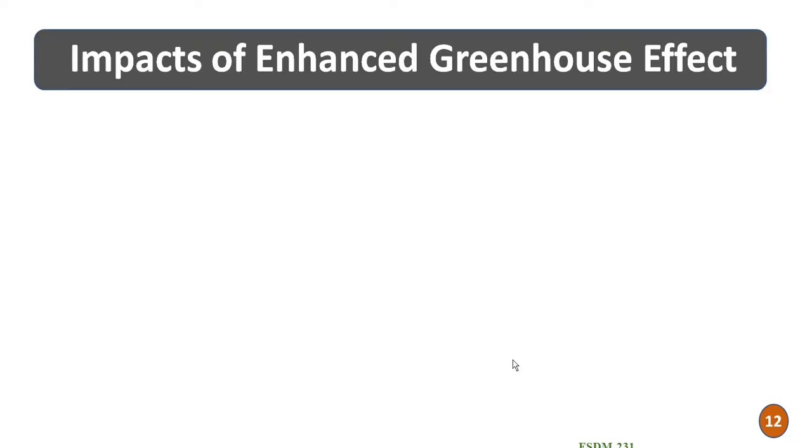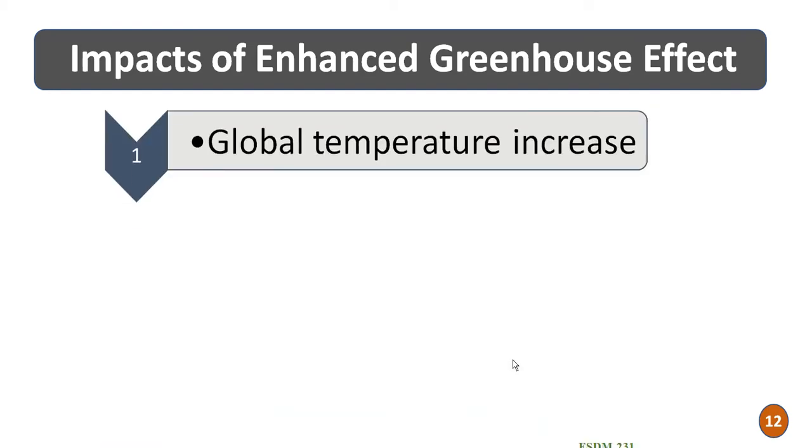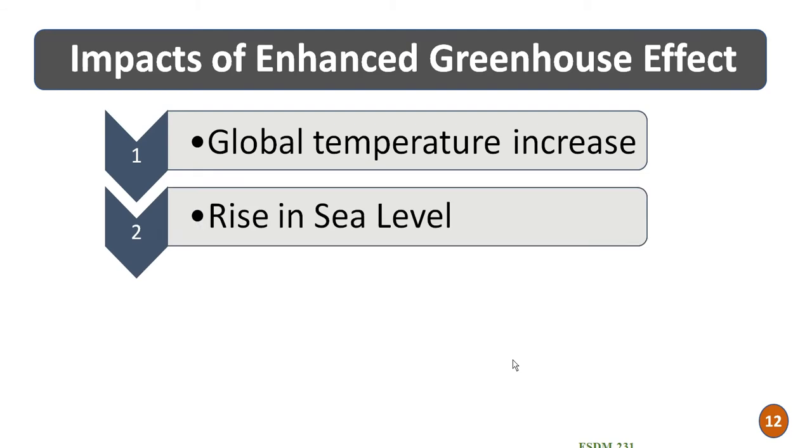Then what are the impacts of this enhanced greenhouse gases or greenhouse effect? First one is the global temperature increase. So as we saw earlier, due to these greenhouse gases, the global temperature is increasing, and the IPCC also gives in its report that the global temperature has increased by the tune of 1 to 2 degrees Celsius over a period of 100 to 200 years.